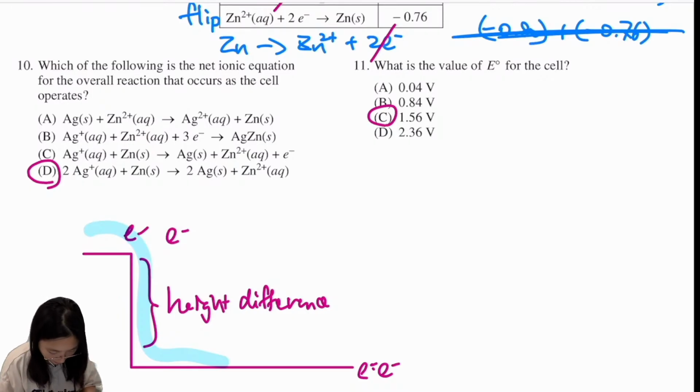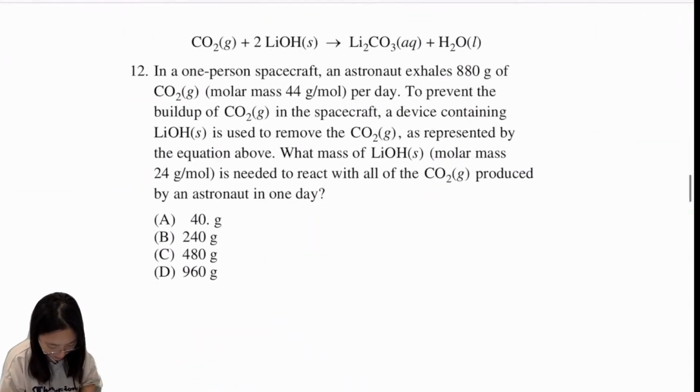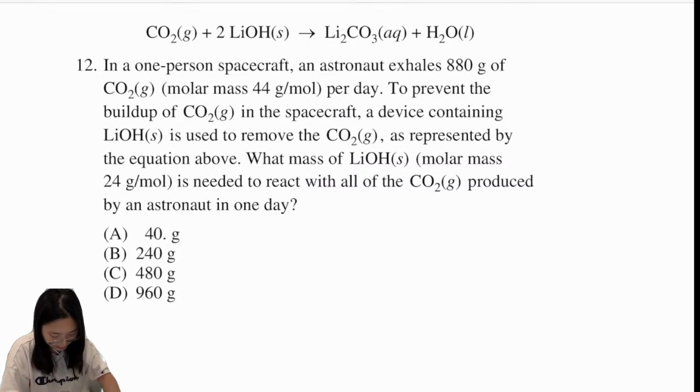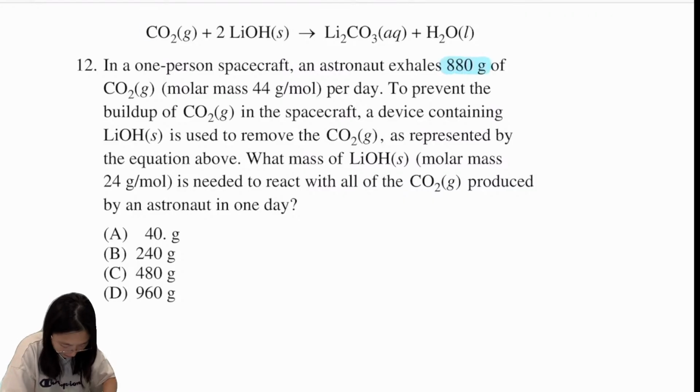Okay, so the next question, number 12. Carbon dioxide reacts with 2 moles of solid lithium hydroxide to become aqueous lithium carbonate and water. In a one-person spacecraft, an astronaut exhales 880 grams of carbon dioxide per day. To prevent the buildup, a device containing solid lithium hydroxide is used to remove it. Okay, so this is a typical stoichiometry question. What you're given is the mass of one reactant, and now you're asked to find the mass of another reactant. So you're doing a conversion between mass and mass.